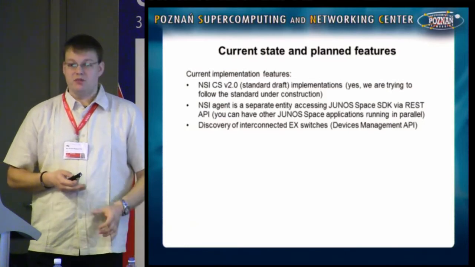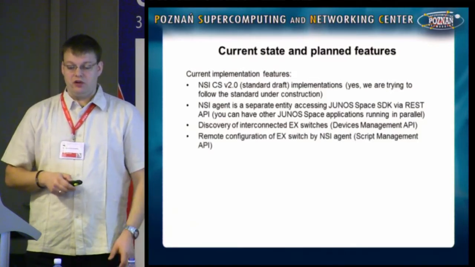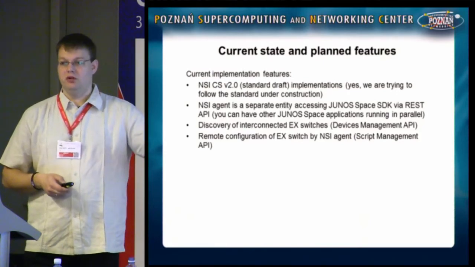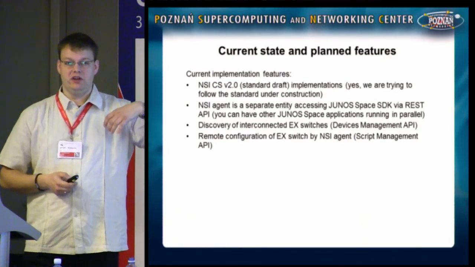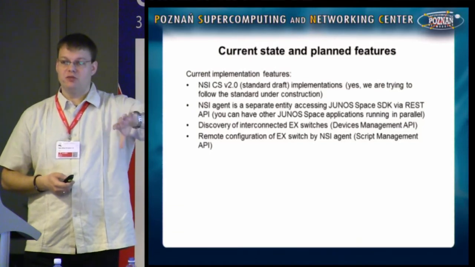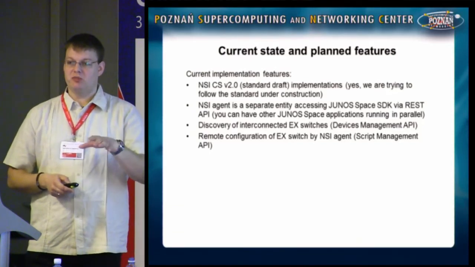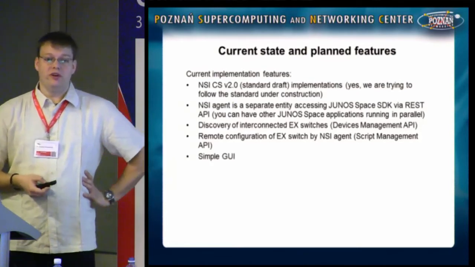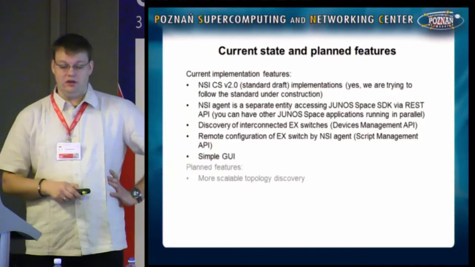We're using the device management API, and for the configuration, we were using the script management API. So the scripts, the Junos scripts, were on the boxes themselves. We're just sending the configuration attributes to set up the circuit, the MPLS path or the VLAN as needed. And we developed a simple GUI for requesting the circuit in that domain.